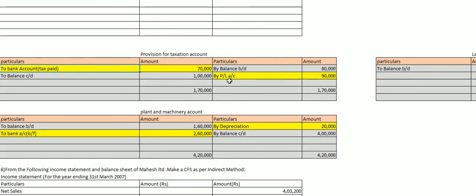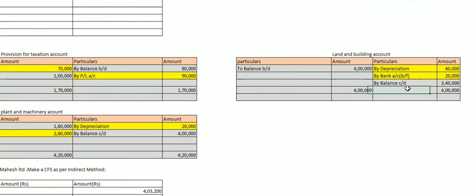So which I have highlighted, you will take it in your cash flow statement, because this will come under your financing activity as income tax paid. This will come under your operating activities as minus income tax paid, and this by profit and loss account, which is a balancing figure of 90,000, is nothing but the current year's provision. So that will come under, you will add it under your net profit in order to get your net profit before tax.